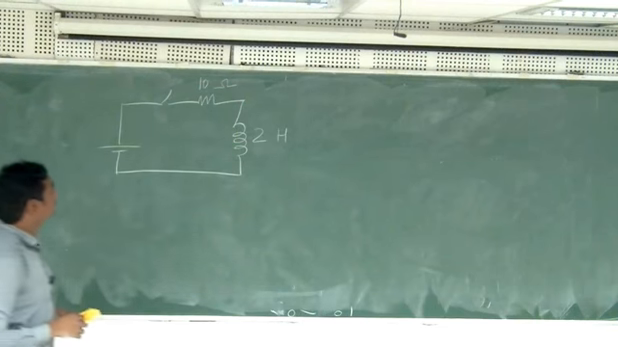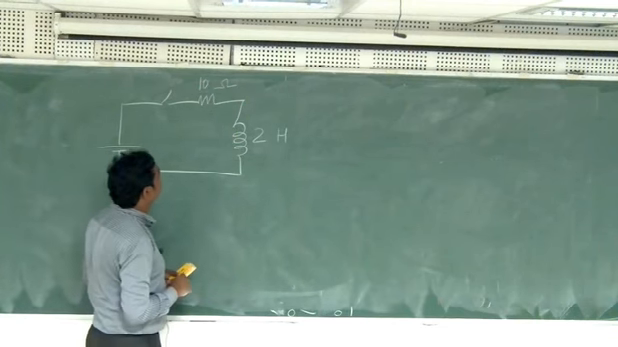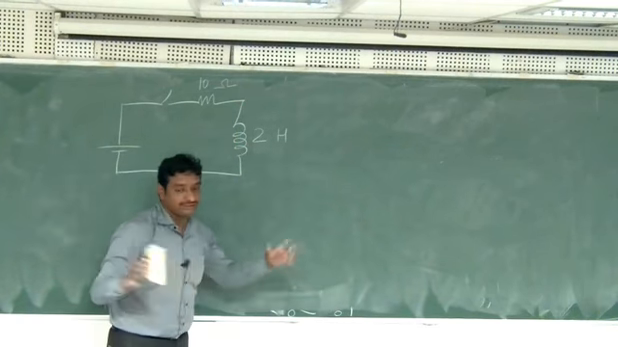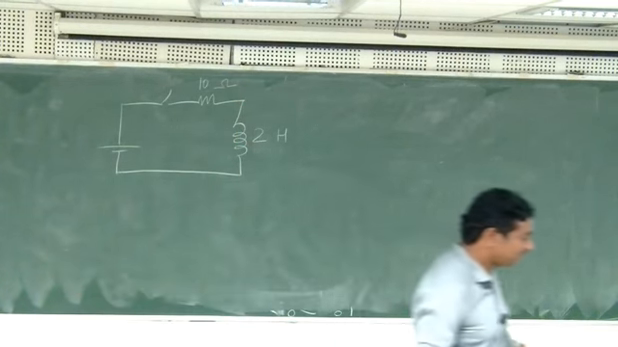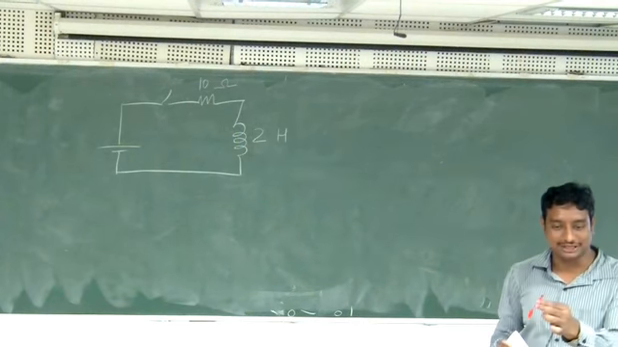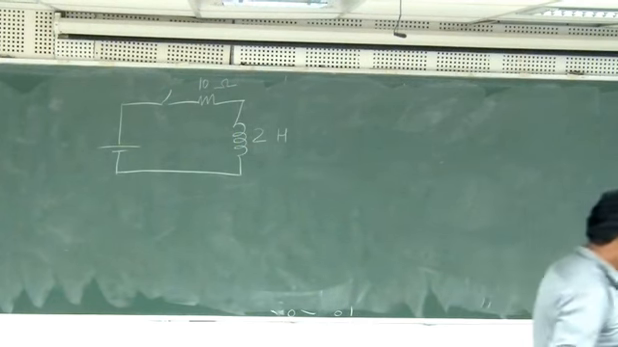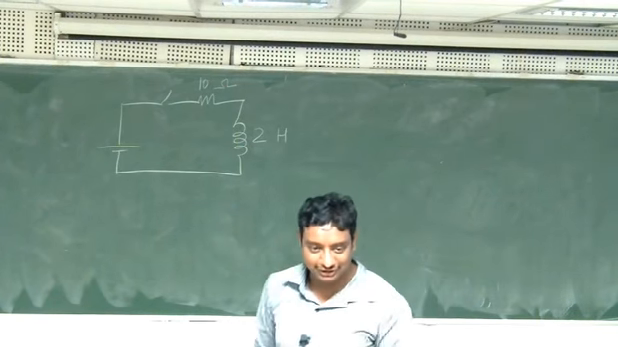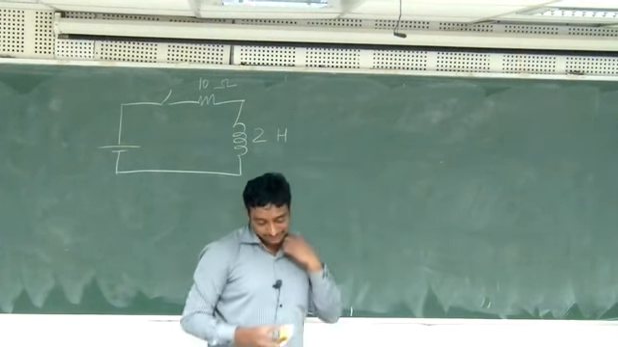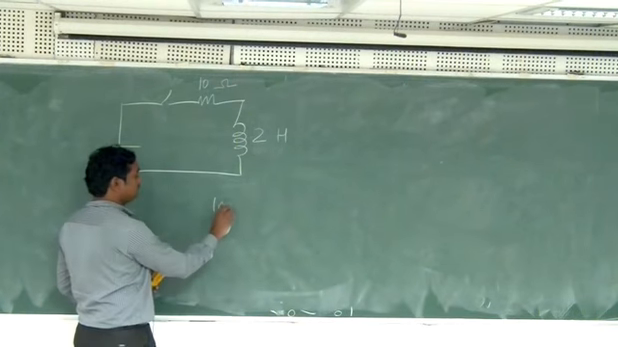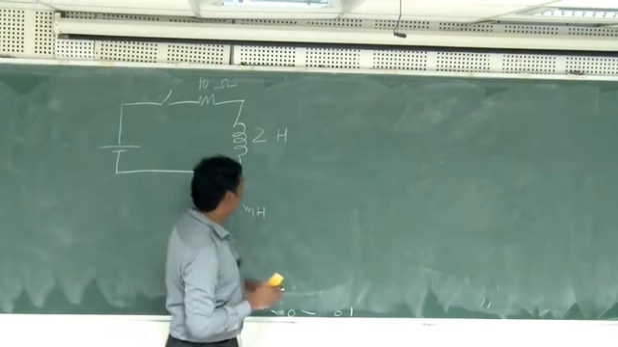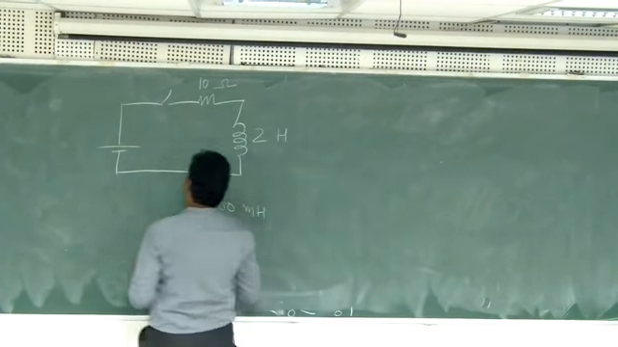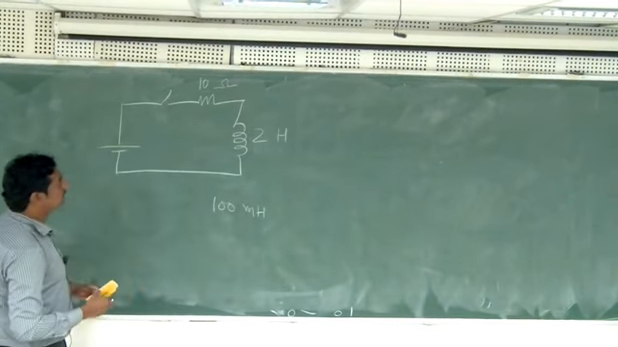The problem is 2 henries is a very large inductor. You cannot have a small thing like this and then it's 2 henries. It's very large. The biggest inductor we have in our electronics lab was about 100 millihenries. So 2 henries is quite large. But still, if you want to do an experiment with it, let's talk about time constant.